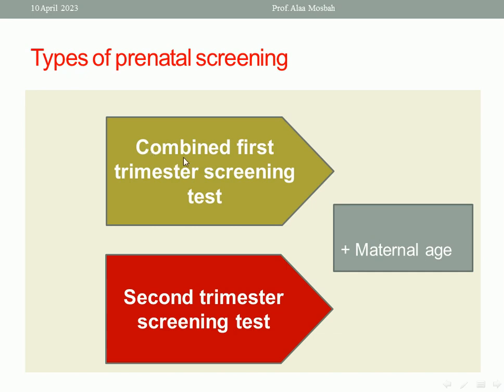So, if I add combined first trimester screening with the maternal age, I can get the possibility of occurrence, or how much is the risk that the baby can have Down syndrome, for example, or Edward or Patau and so on. Also, for any of the second trimester screening tests, we should add the maternal age also. So, the two main big categories are combined first trimester screening test and second trimester screening test. Let us go on.